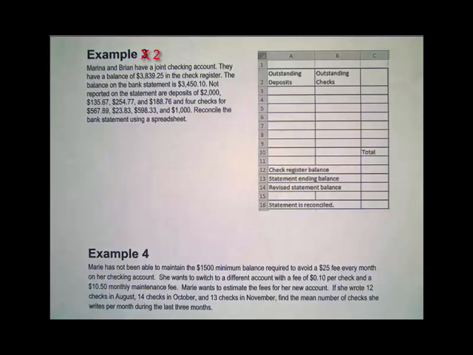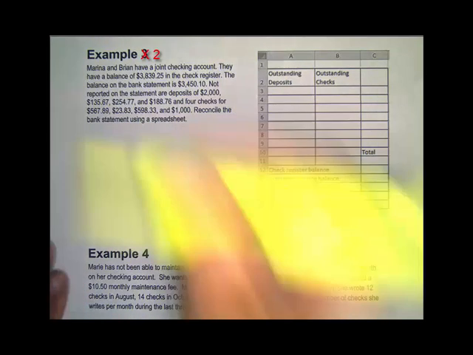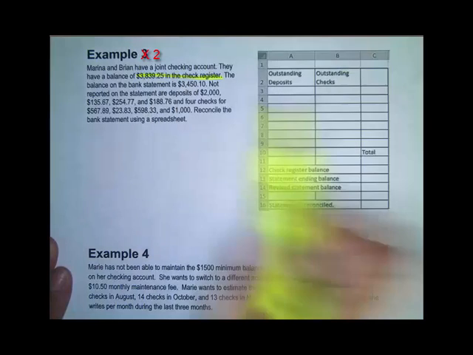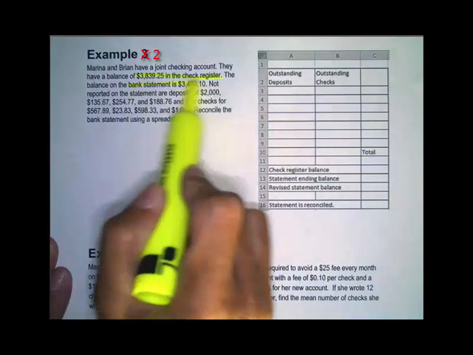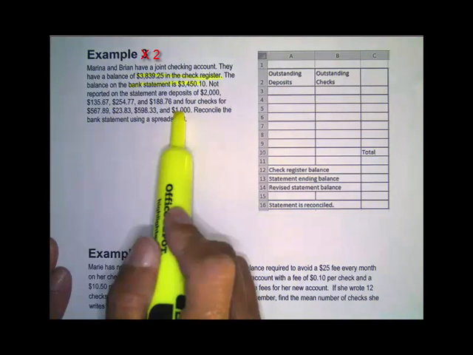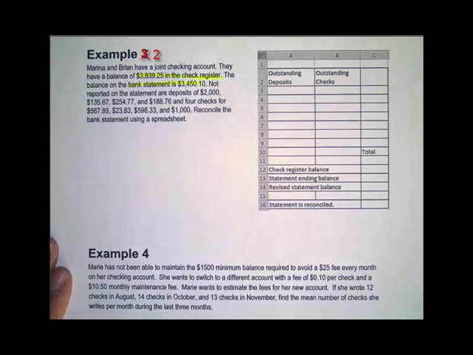Example 3. Marina and Brian have a joint checking account. So things we need to know. They have a balance in their check register of this, and the balance on their bank statement is this. They have deposits of those and checks of those. They want us to reconcile using the spreadsheet.